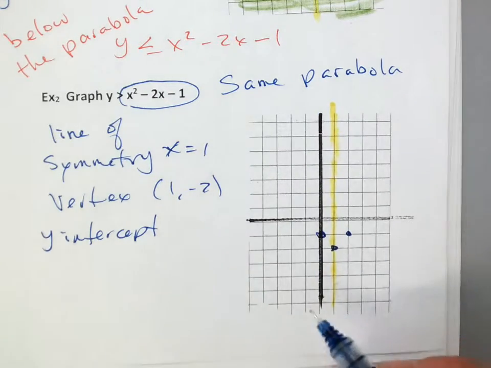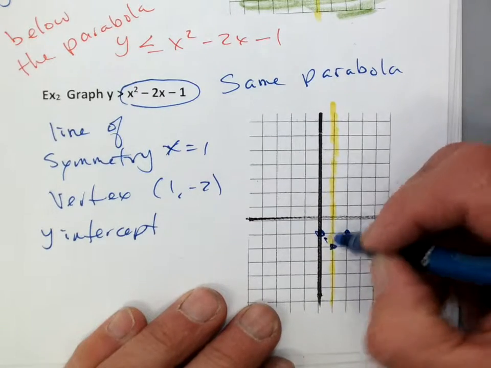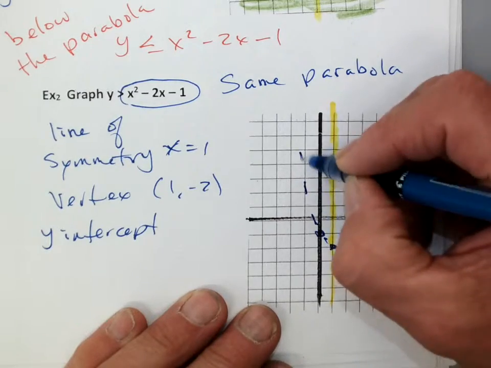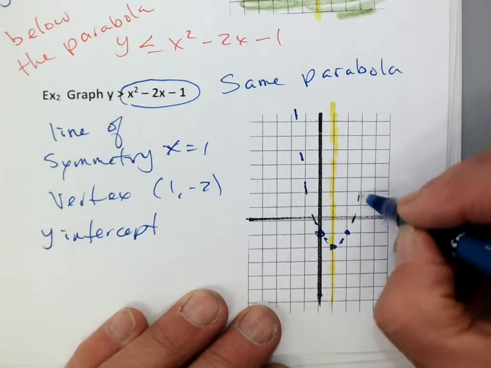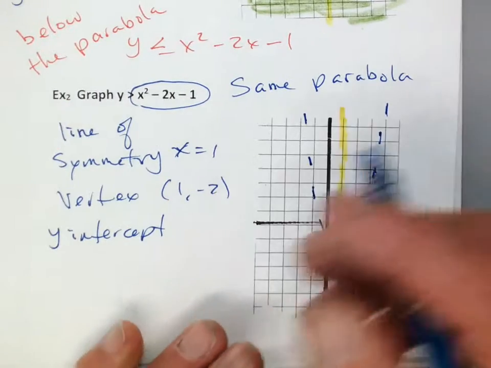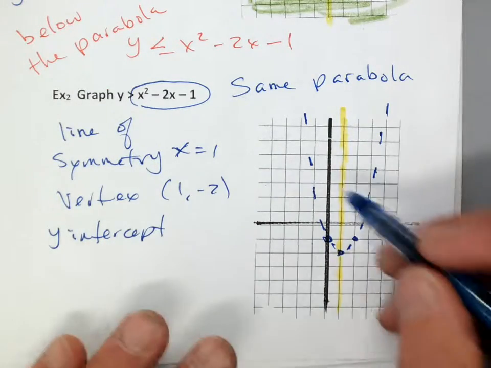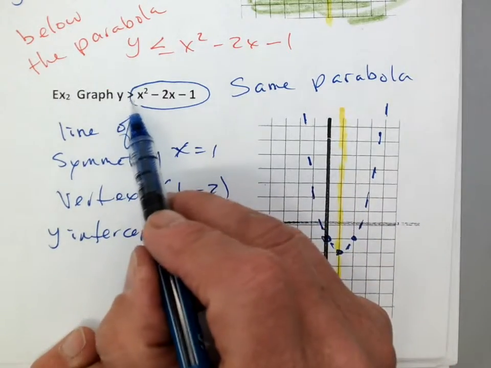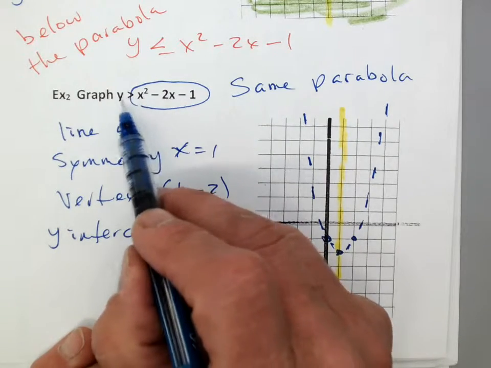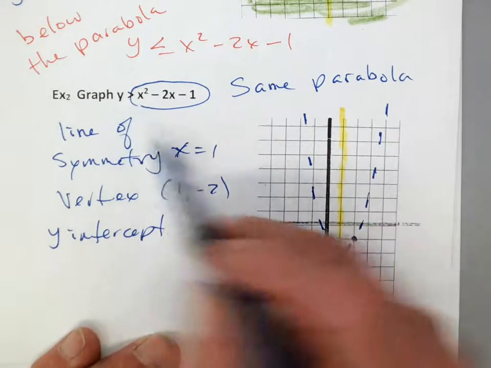Now, here's the key. I want everything above the parabola, but not equal. So we're going to do a dashed parabola. I'm going to make this parabola look dashy. How you like that? Nice and dashy. Because I'm going to shade everything above the parabola, but not the parabola. That's because there's no equal sign here. Everybody looking? There's no equal sign here, so it does not equal the parabola. So I show a dashy line.